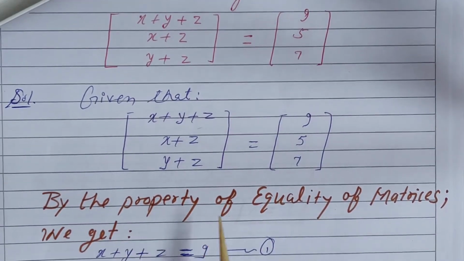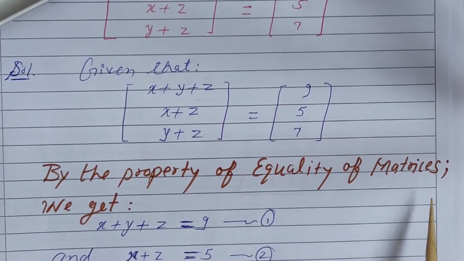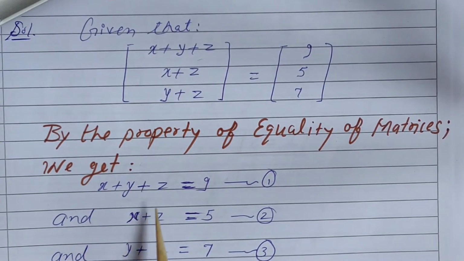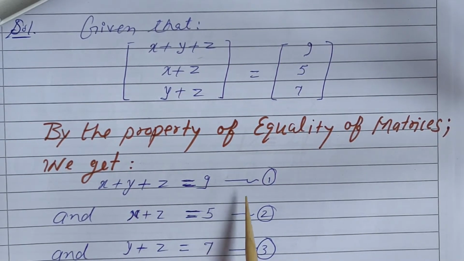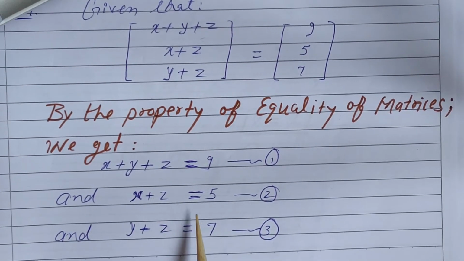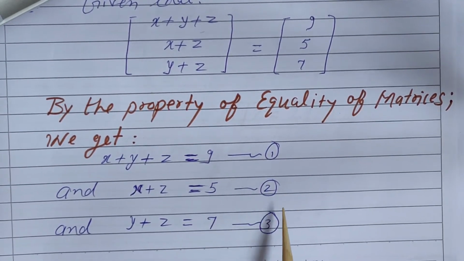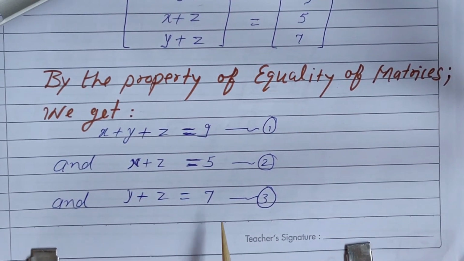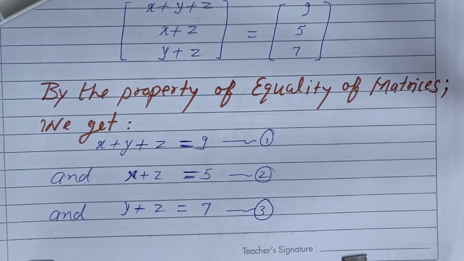So by the property of equality of matrices we get, see here, x plus y plus z equals 9. It is equation first. And x plus z equals 5. It is our equation second. And y plus z equals 7. It is our equation third.